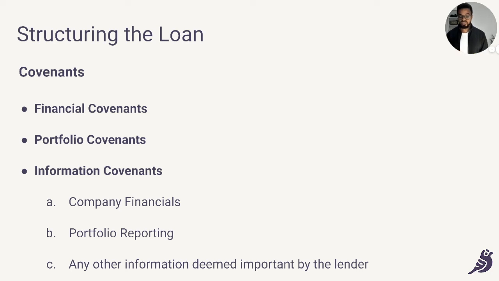Now, all of these covenants, the financial, the portfolio, and the information covenants, typically represent typical covenants in a transaction. They are tested at pre-agreed time intervals, and the borrower is determined to be in default if they are in breach of these covenants. Next, we will talk about how we go about documenting these terms and ensuring that they are enforceable legally.